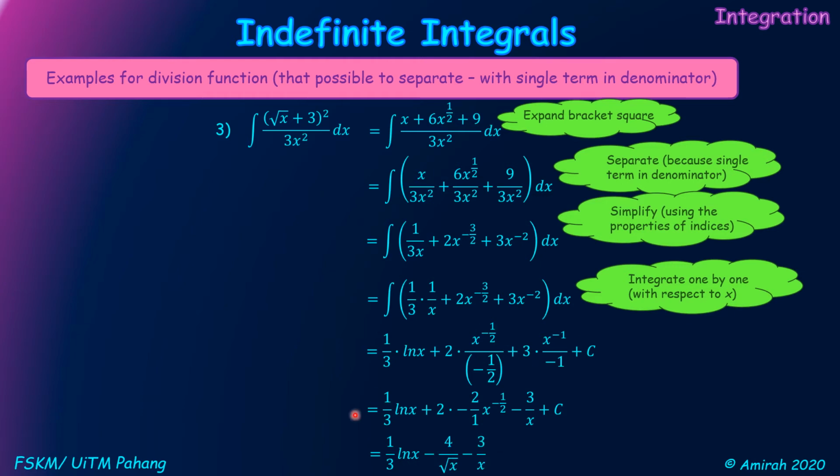After that, we have fraction over fraction here. So we can write over negative half. We can change to times negative 2 over 1. We just exchange numerator and denominator here. Then after we simplify, we get 1 over 3 ln x plus 2 times negative 2, which equals negative 4. Then we can move x to the power of negative half down, so we get x to the power of positive half, which is square root of x. And then minus 3 over x plus c. This is the final answer when we integrate this.